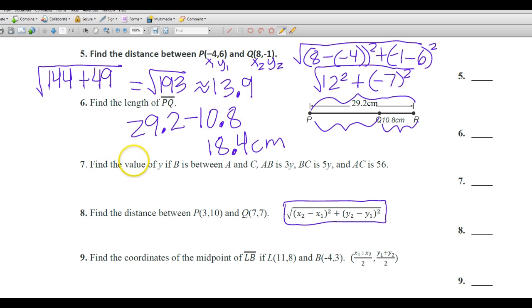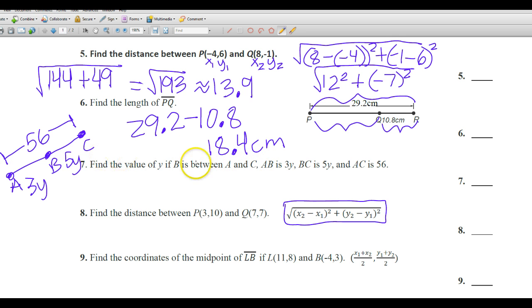On number 7, find the value of y if B is between A and C, so make a diagram for that. AB is 3y, so label. BC is 5y, label that. And AC is 56, so label that.